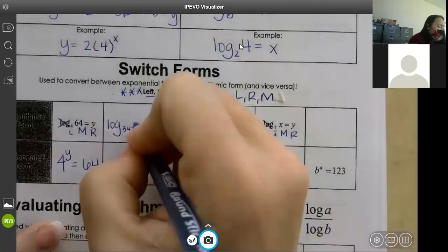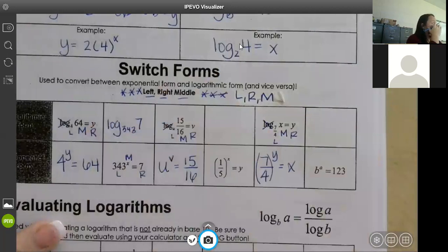The right is going to be the same font size as the log, so the regular number. And then equals the middle, which is X. So the only difference is we're putting the word log. Okay.